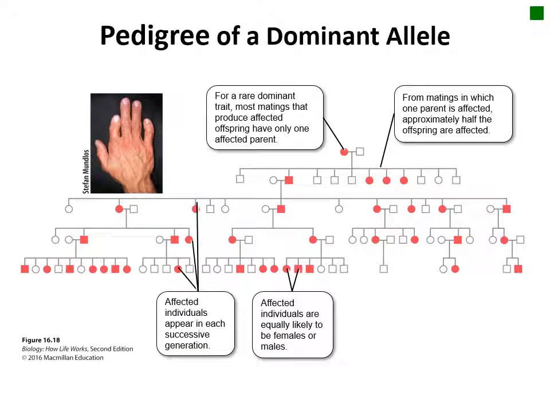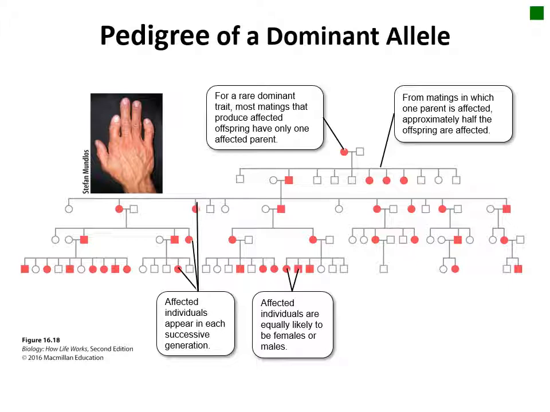When studying human genetics, you will use pedigrees to determine if the trait you are studying is inherited in a dominant or recessive manner. In other words, is the trait controlled by the dominant allele or the recessive allele of a gene? This pedigree shows what it looks like in a dominant pedigree.